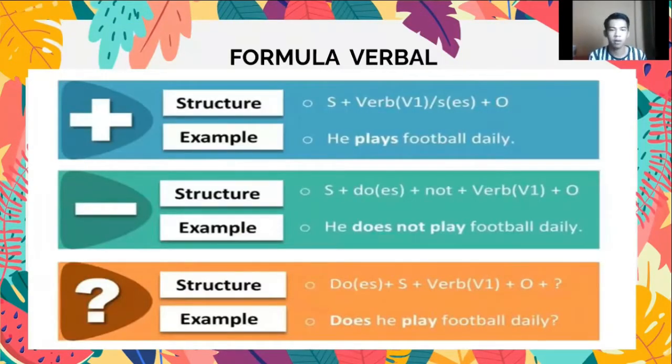Formula verbal. Positive structure: subject plus verb 1 plus object. Example, he plays football daily. Negative structure: subject plus do or does plus not plus verb 1 plus object. Example, he does not play football daily. Question structure: do or does plus subject plus verb 1 plus object. Example, does he play football daily?